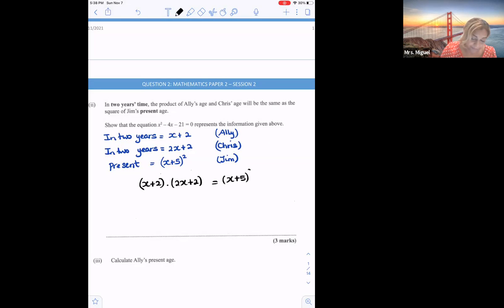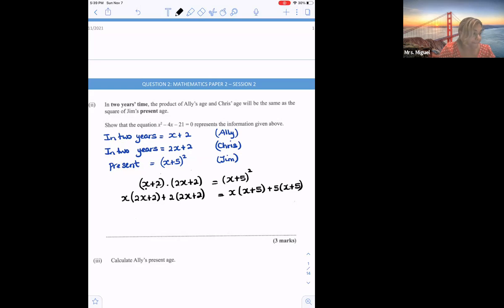So x plus 2, the product they said, by 2x plus 2 is equal to x plus 5 to be squared. So if I take the first term, x, and multiply it by 2x plus 2, and I take the second term, 2, and multiply it by 2x plus 2. It's just a matter of using the distributive law and distributing each term outside the bracket using multiplication.